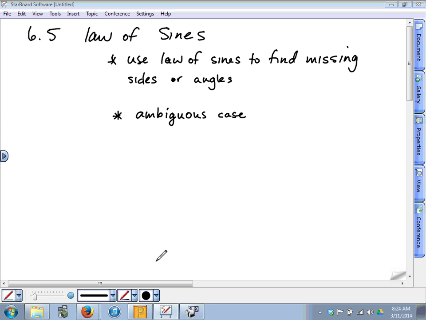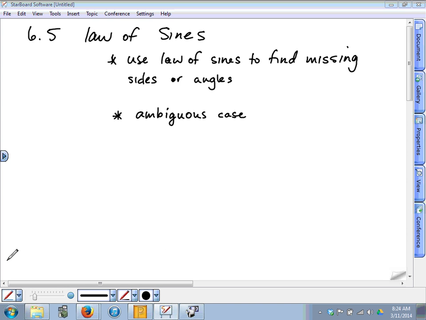Okay, there are actually two laws we're going to talk about. 6.5 deals with what's called the law of sines. 6.6 deals with the law of cosines. And you can't really use them interchangeably. You have to use one or the other, and it has to fit the situation.